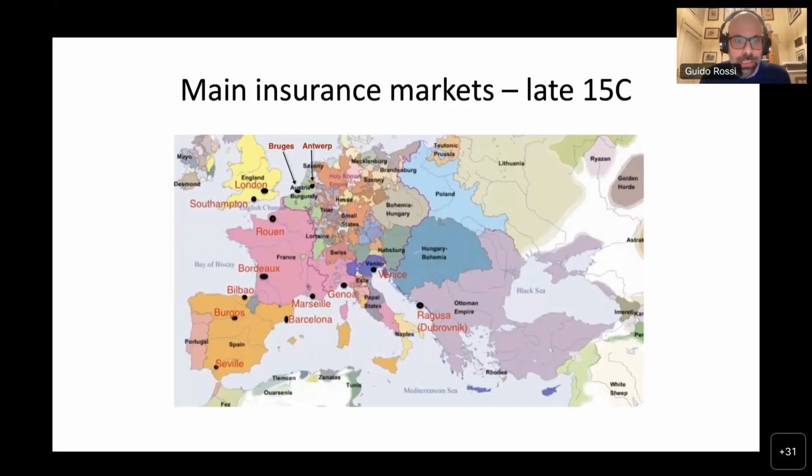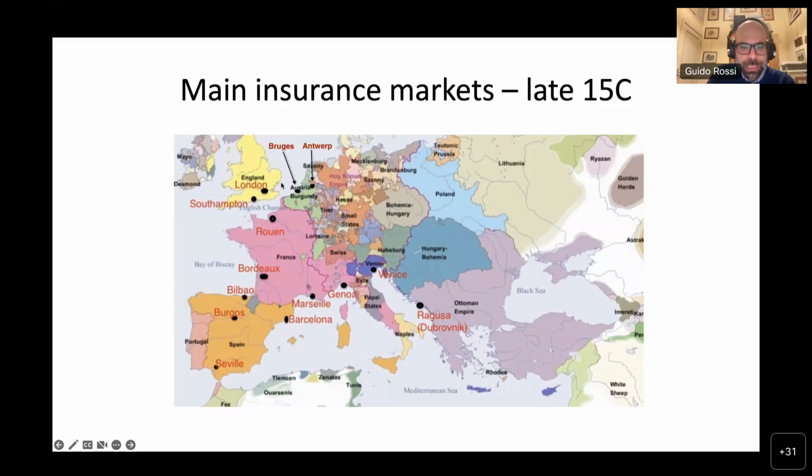Now, I tried to sketch here some of the main insurance markets between the late 15th century and the beginning of the 16th century. My geography is a bit rough, but I tried to give an idea. Here you find Venice, Genoa. There wasn't space enough for Florence, so I hope you can picture it in your mind. And then a series of other centers across Western Europe.